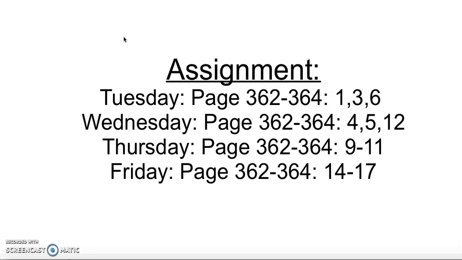And then at that point, you can send me both of those assignments together in one email or one picture, hopefully on one piece of paper. And then on Thursday, I want you to do problems 9 through 11. Don't send it to me. On Friday, do problems 14 through 17. And then those 2 you can send to me on Friday as one email, one assignment. And we will focus just on you mastering section 6.1 this week.